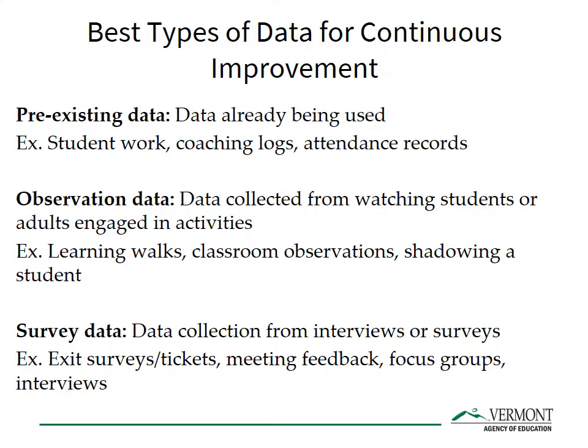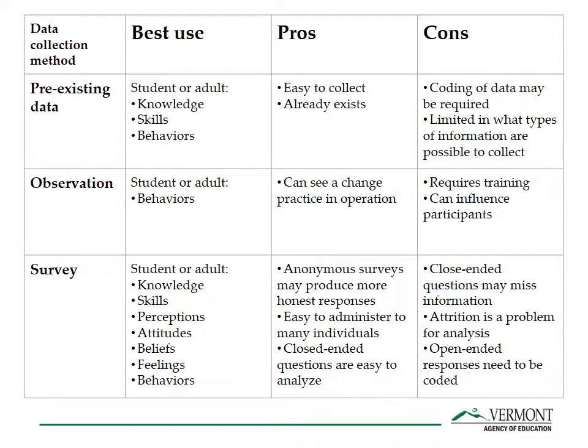There are many types of data, but there are some that are better for continuous improvement than others. These are pre-existing data, such as student work and attendance records, observation data, such as classroom walkthrough data and learning walks, and survey data, such as meeting feedback or exit tickets. Although these 3 types of data are the best for continuous improvement, they each have their pros and cons.